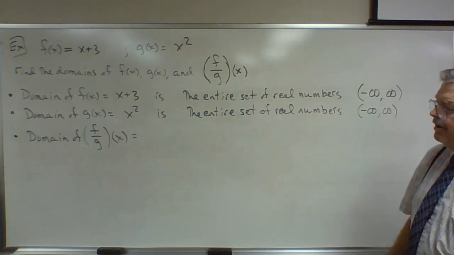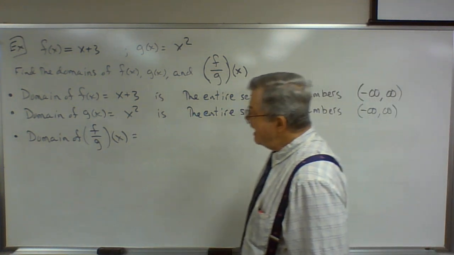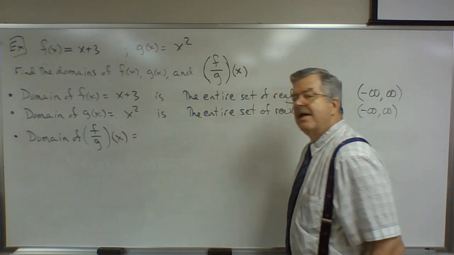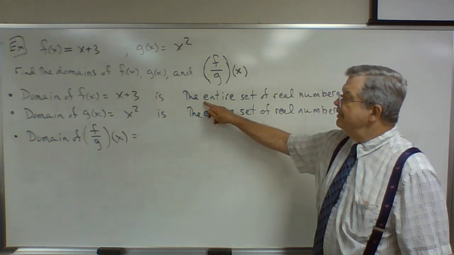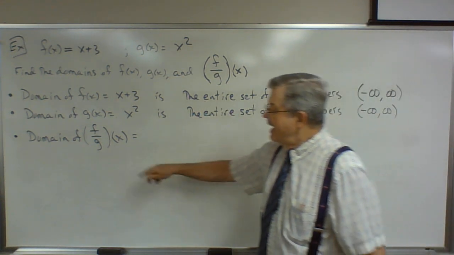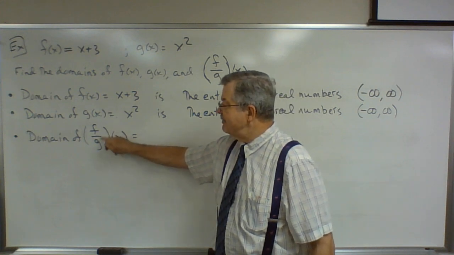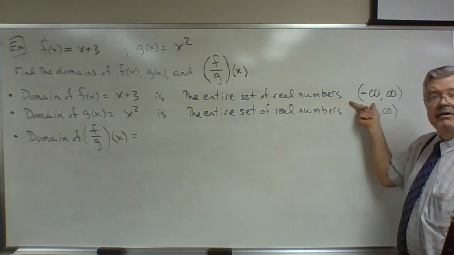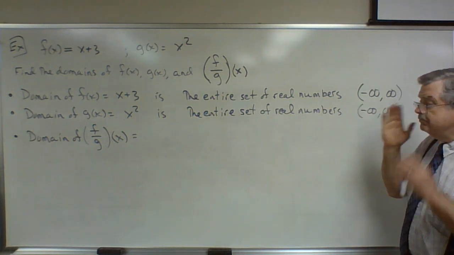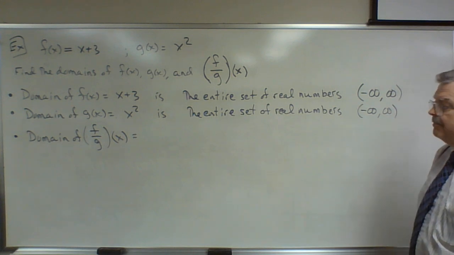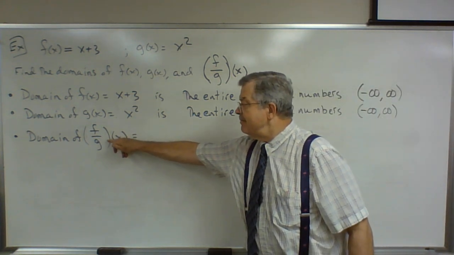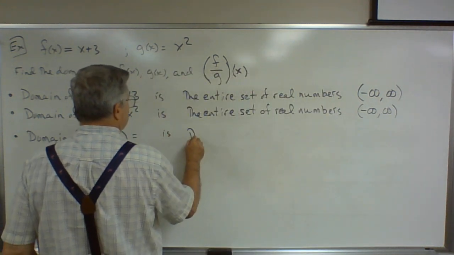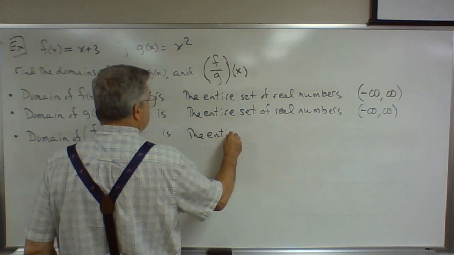Now the domain of f divided by g evaluated at x. Any number that we exclude from the domain of f has to be excluded from the domain of f divided by g. But we didn't exclude anything from the domain of f, did we? So far, the domain of f divided by g is the entire set of real numbers.